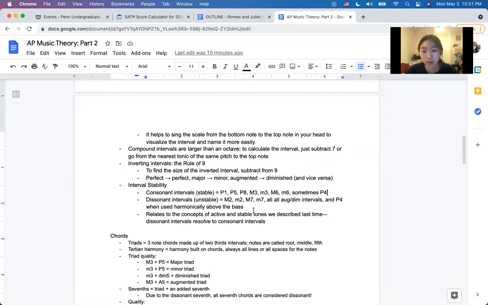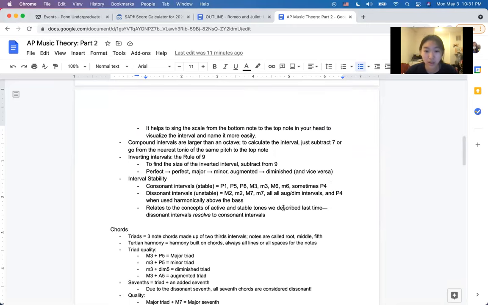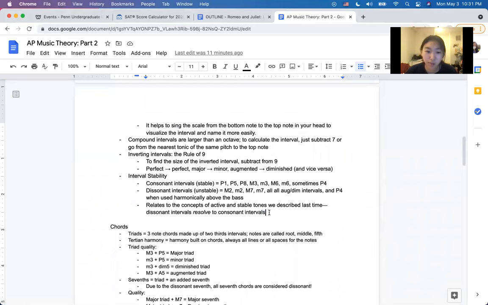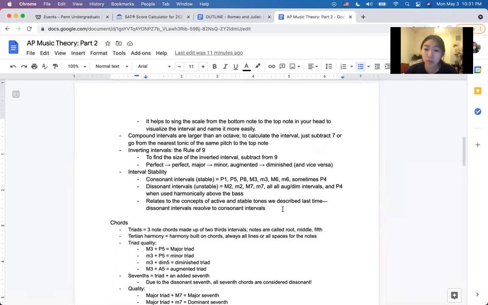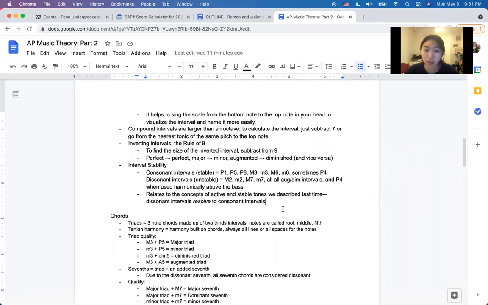Dissonant intervals are unstable, which means they want to resolve to a consonant interval, but we'll go over that later. That includes major and minor seconds, major and minor sevenths, and all augmented and diminished intervals, as well as the perfect fourth, especially when used harmonically above the bass. Like I mentioned a couple minutes ago, this really relates to the concepts of active and stable tones that we described last time. Dissonant intervals always resolve to consonant intervals. They want to resolve to a more perfect interval.